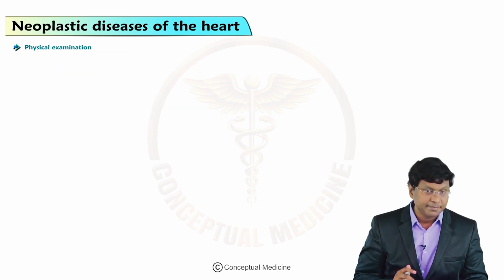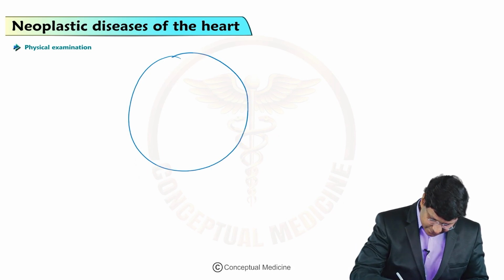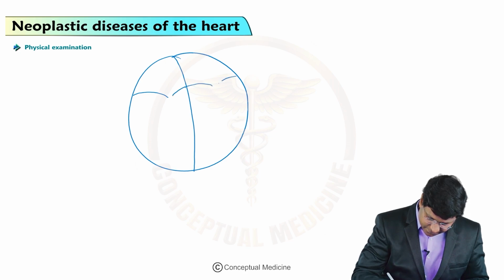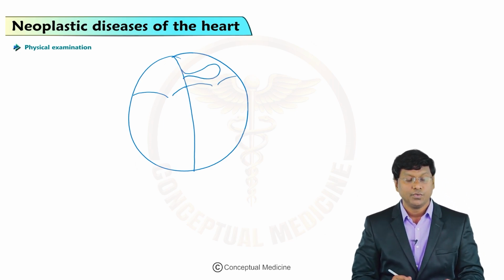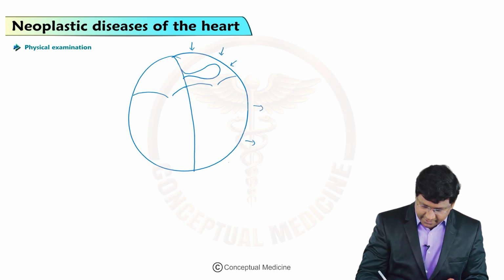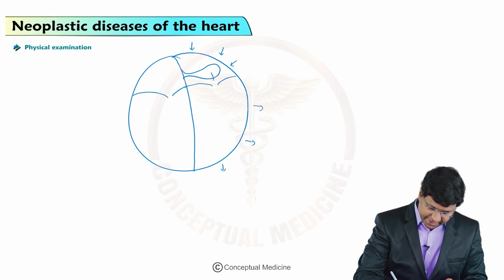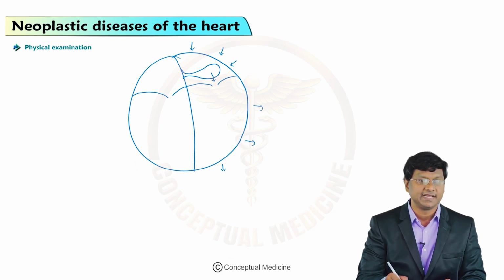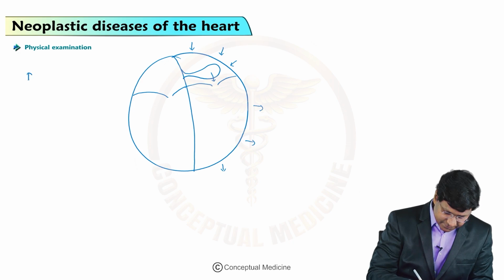Now, if you take the physical examination findings, this is the tumor, right? This is your four-chambered heart, and this is the atrial myxoma. Whenever the left atrium contracts, the left ventricle is in the stage of diastole. And when the left atrium contracts, the myxoma tries to come and hit the mitral valve, and that will produce a sound that is called a tumor plop. So physical examination may reveal a diastolic sound, right?